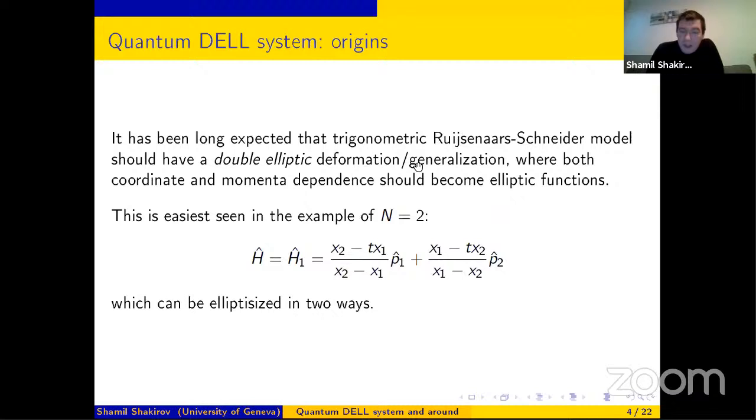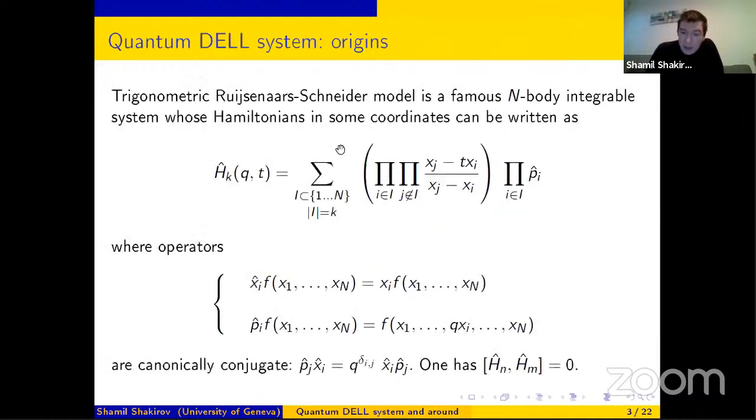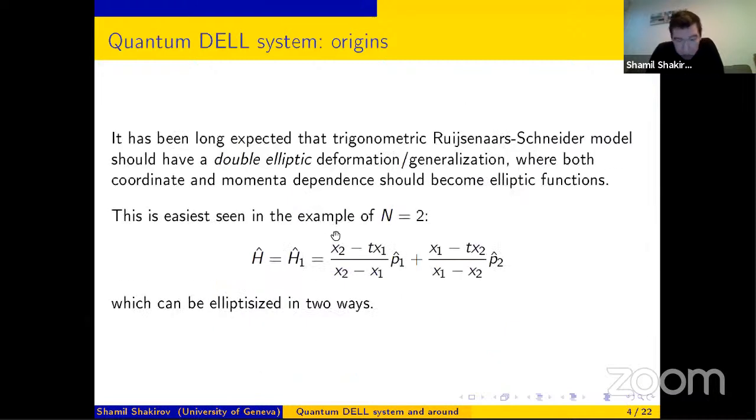So it has been long suspected that this model has a double elliptic deformation. And I will show what is the reason to suspect this and, most importantly, how to switch on the second deformation. So this operator is the example of the previous slide in the case of n equals 2. There is only a single Hamiltonian in this case because it's a model with 1 degree of freedom. And it can be written in this form, and it can be ellipticized in 2 different ways.